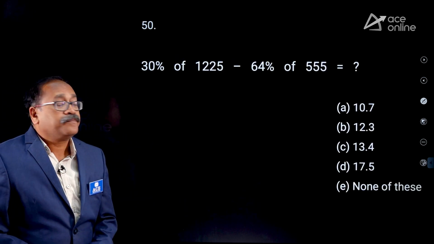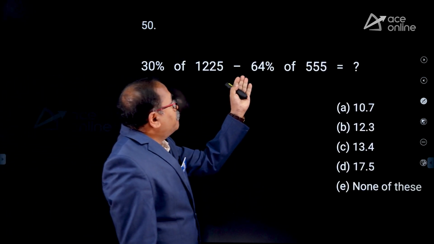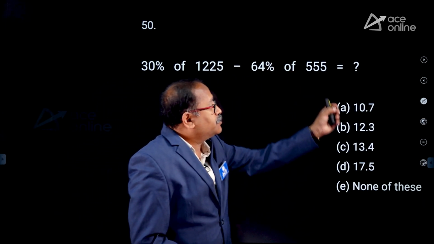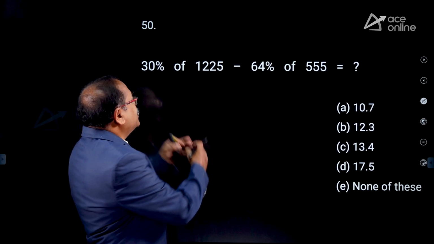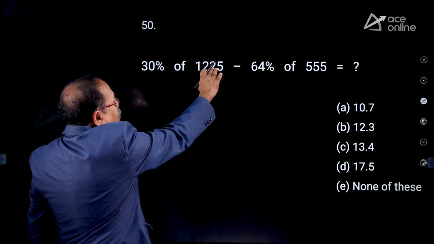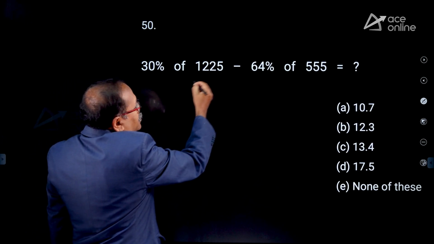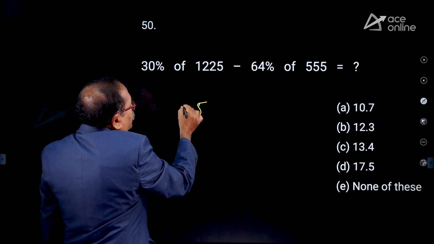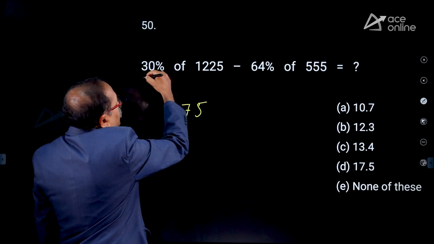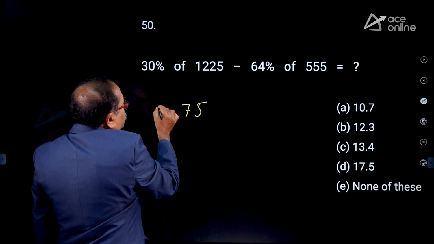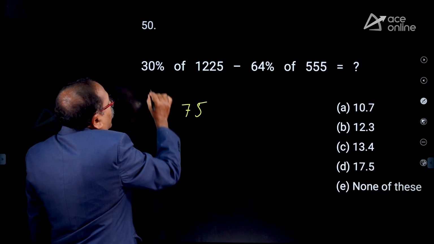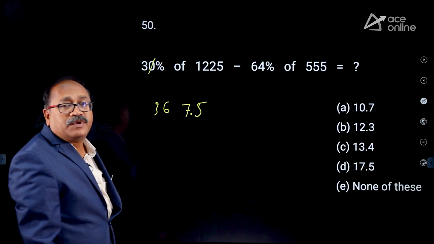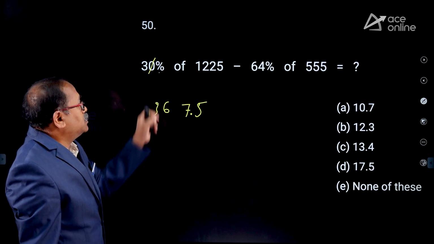Question number 50. 30% of this minus 64% of 555 is equal to question mark. So I say that it is one of the easiest questions. Multiply this by 3, you are getting 30%. So 3 5s are 15, carry 1, that is 75. 25 into 3 is 75 and 12 into 3 is 36. And after the decimal, this 10 is eliminated and here the decimal will be because of percentage.